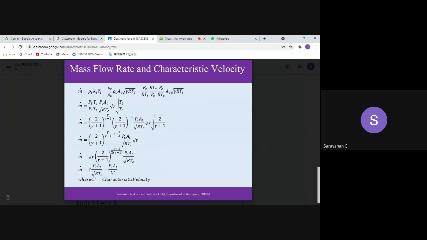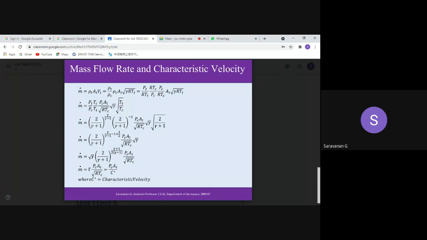Using that only, we group all the 2 by gamma plus 1 terms together and keep the other terms as they are, without any change. Thereby we have root gamma into 2 by gamma plus 1 into gamma plus 1 by 2 into gamma minus 1, into PC At by root RTC. That we substituted in the thrust coefficient equation in place of m dot. We just explained how to arrive at the m dot.